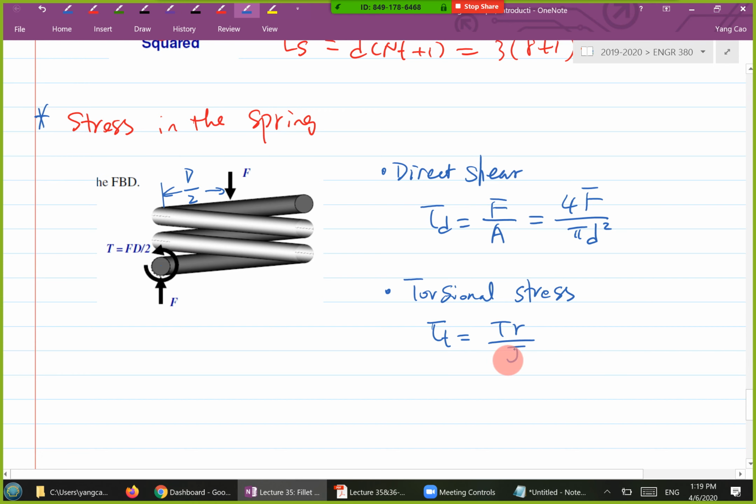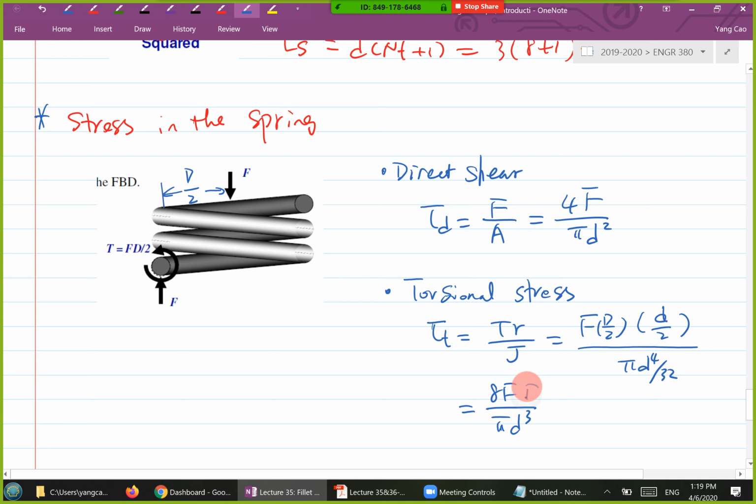Which is T R over J. T is F times capital D over 2. R is small d over 2. J is the polar moment of the area of the cross section, that's pi d to the power 4 over 32. So overall you get 8 times F times D over pi d cubed.